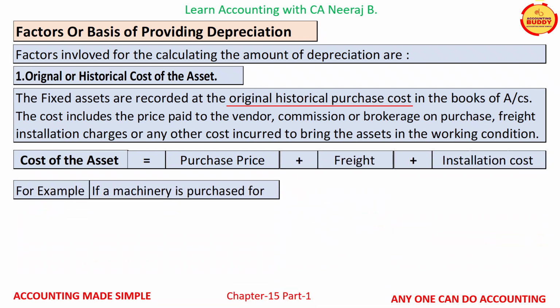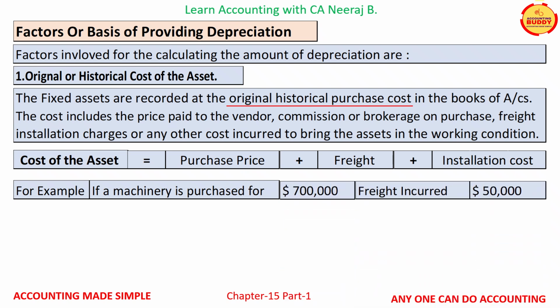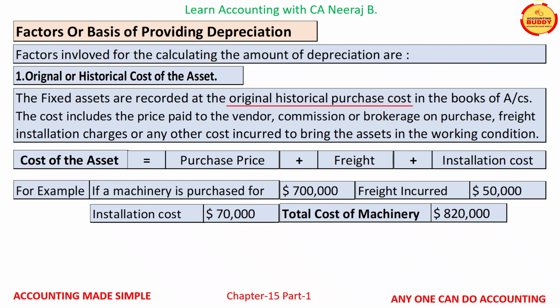For example, if a machinery is purchased for $700,000, freight incurred is $50,000, and the installation cost is $70,000, the total cost of the machinery will be $820,000. That is the sum total of the purchase price, freight cost, and the installation charges.